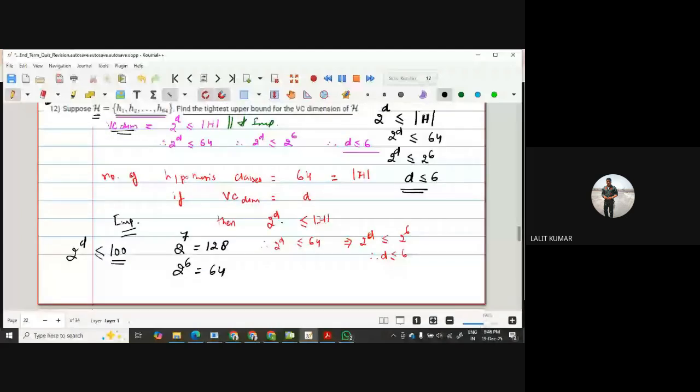Now in the PYQ, what they have done is they have made it H100. In that case also it will remain the same. So 2 to power d is less than or equal to 100. For 100, we can take 2 to power 7, which becomes 128, and 2 to power 6, which is 64. If we take d equal to 7, then this is not valid. So for it to become valid, d will become equal to 6. Is that okay?